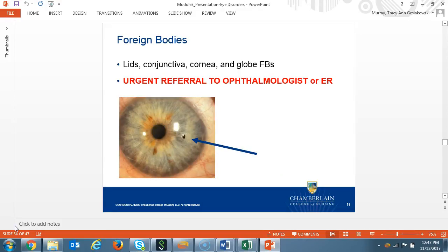Foreign bodies can occur in multiple locations, such as under the upper or lower lid, in or under the conjunctiva, embedded in the cornea, or they can penetrate the eye, as in the case of a gunshot wound. An urgent referral to ER or ophthalmologist is recommended. An eye exam will be required to rule out penetration. If the foreign body is embedded under the conjunctiva or sclera or inside the globe, surgery will be necessary for exploration and removal.